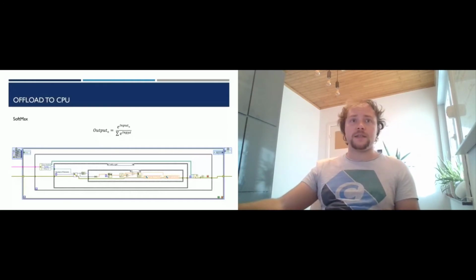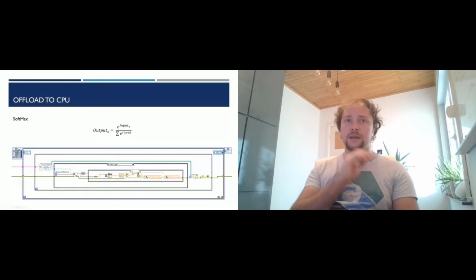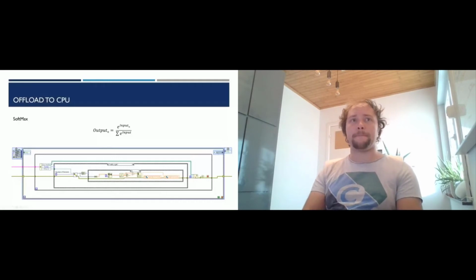In this example, I'm loading data from the FPGA, I'm doing my operation, and I'm sending it to the HMI. So instead of burdening the FPGA with putting this on the FPGA itself, I'm just putting this on the CPU, which has dedicated hardware for floating points, which can do this a lot quicker.